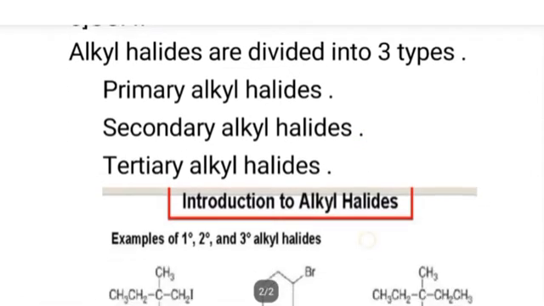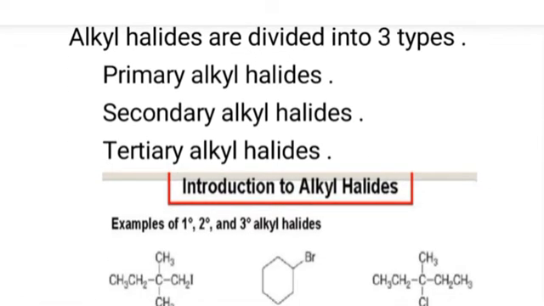Okay. And next one more classification: generally alkyl halides are divided into three types: primary alkyl halides, secondary alkyl halides and tertiary alkyl halides. So what is primary? Primary means a halide group is attached to the alkyl at the first position. Secondary alkyl halides means the halide is attached to the alkyl at the secondary position. Tertiary means the halogen is attached to the alkyl at the third position.